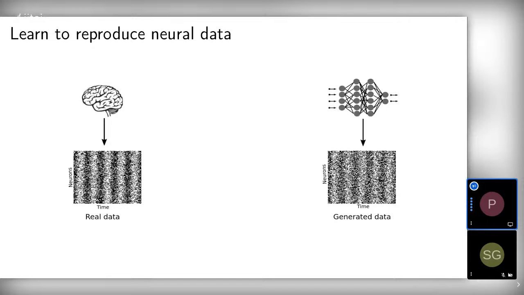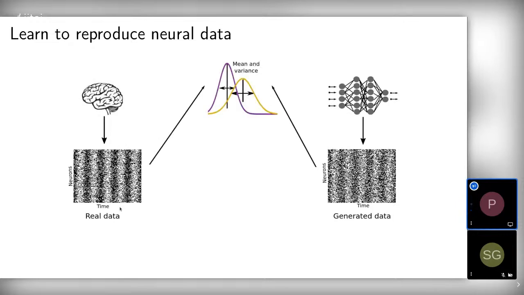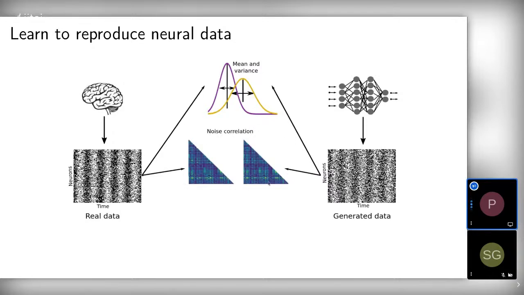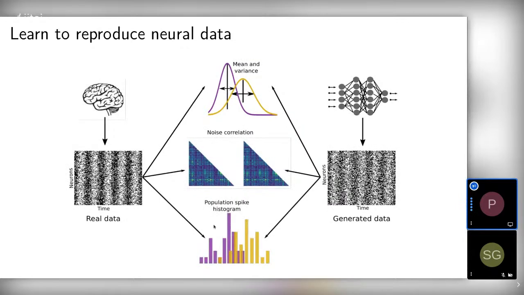How do you get the neural network to produce data that looks exactly like the stuff that comes out of the brain? Well, you want to match certain features. You want to make sure that the data that the neural network produces has the same mean and variance as the real data. You want to make sure that the correlation between the data from different neurons matches that of the real data. And you also want to match something else called a population spike histogram. These three features all need to match between what the network produces and what you got from the brain.